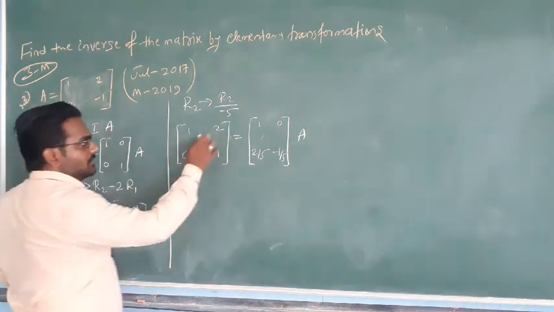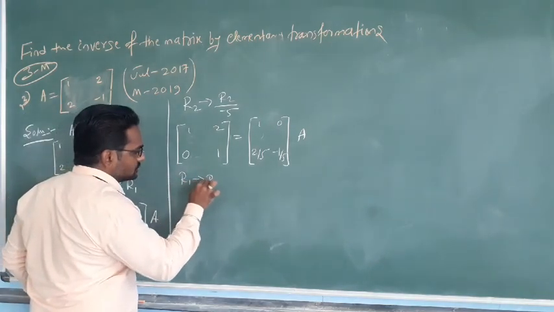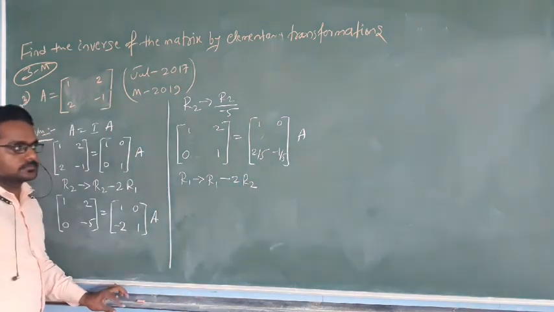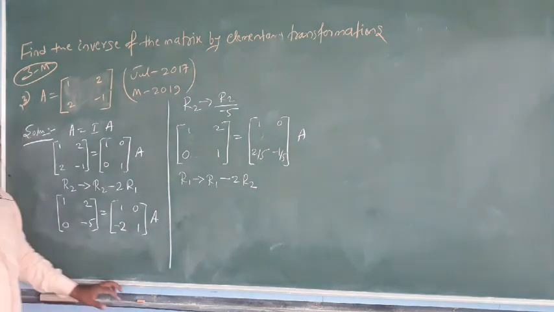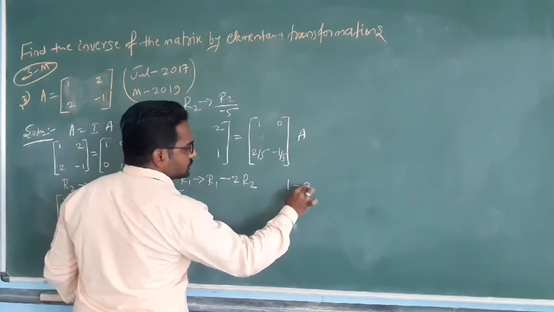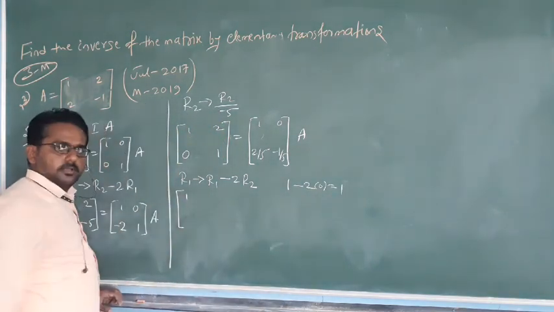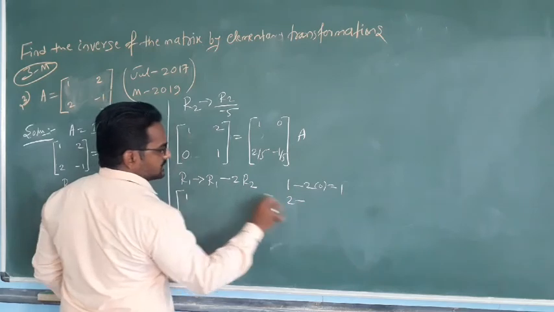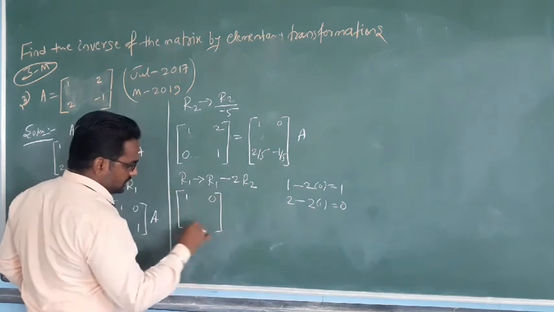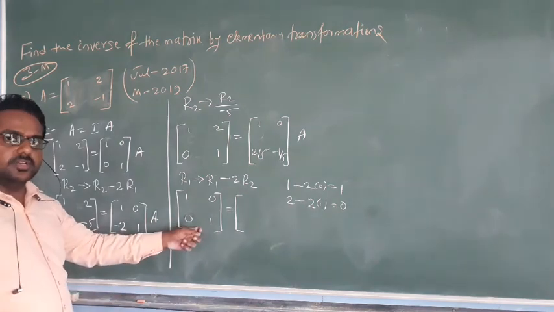Okay. So next thing is you have to convert the first row's 2 into 0. So I will apply R1 changes to R1 minus 2R2. R1 changes to R1 minus 2R2. So what is the thing here, students? What is the R1 element? 1 minus 2 into what is R2? It is 0. So 1 minus 0, it is 1. Okay. Next, 2 minus 2 into what is the R2? 1. So 2 minus 2, it is 0. So 1 0, 0 1. So the LHS part matrix is converted into identity.